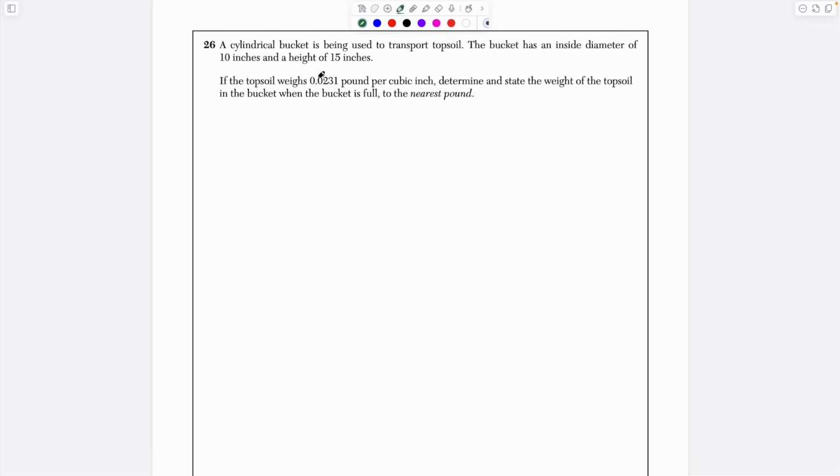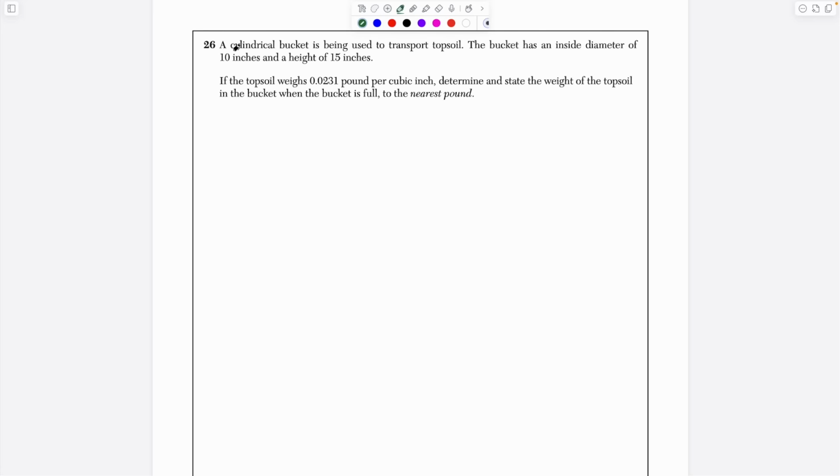Question 26, a cylindrical bucket is being used to transport topsoil. The bucket has an inside diameter of 10 inches and a height of 15 inches. If the topsoil weighs 0.0231 pound per cubic inch, determine and state the weight of the topsoil in the bucket when the bucket is full to the nearest pound.